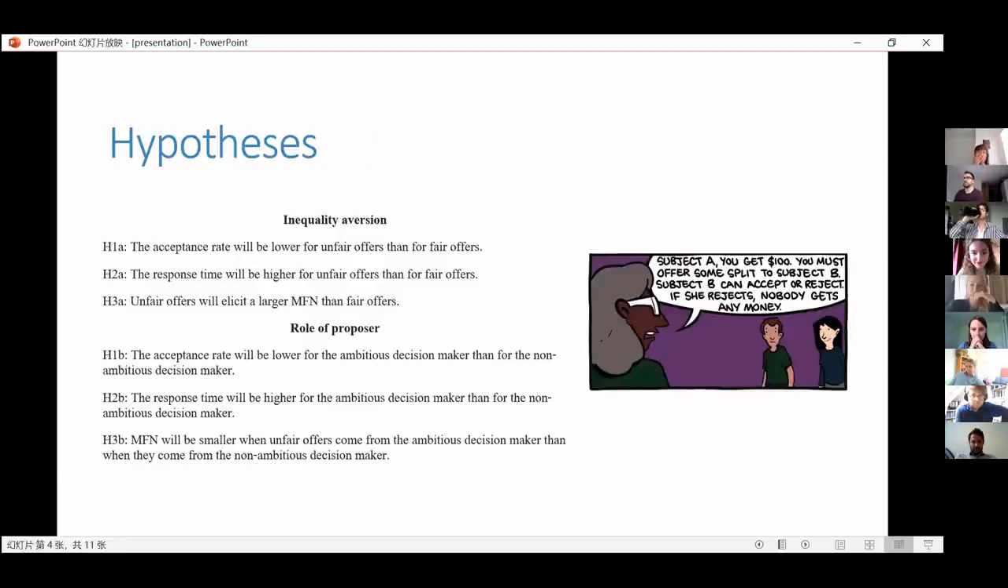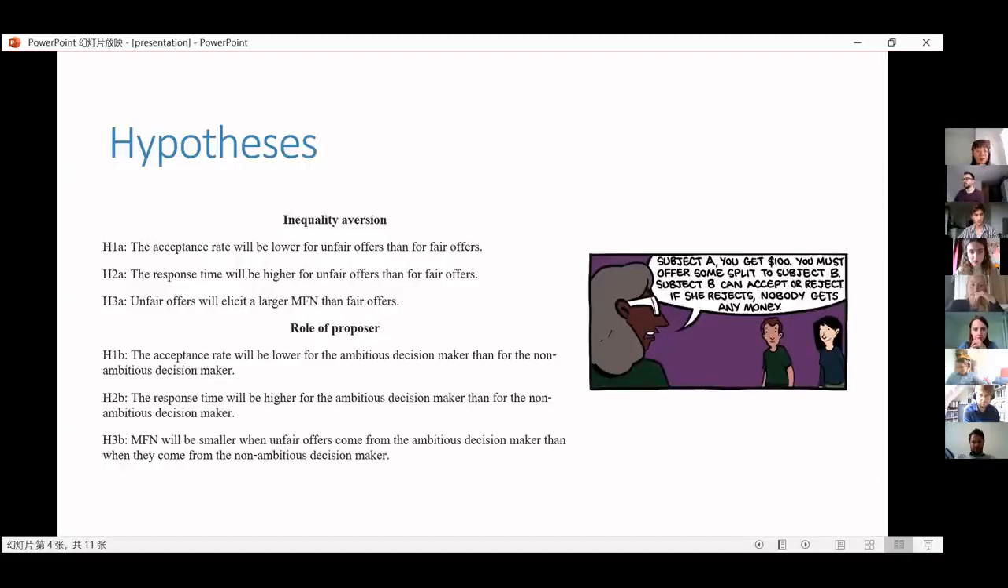Following the study conducted by Smith and his colleagues, as well as by Babke and Kramer, I hypothesized that if the proposer indeed plays a role in evaluating the offer, then we could also expect that the MFN is modulated by ambitious or non-ambitious proposer types. Therefore, I have the following hypotheses.